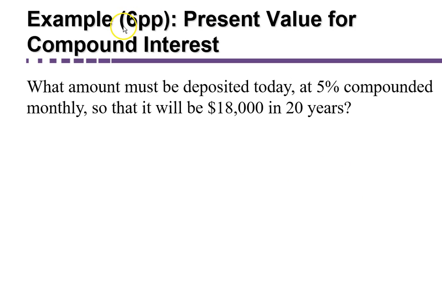All right, for example 6 now, our PowerPoint slide, what would be the present value? Now, we're not looking for future value, we're looking for P. So let's just go over that, how you would solve it. The formula A equals P times 1 plus R over N, and if we use the older formula, to the power NT.